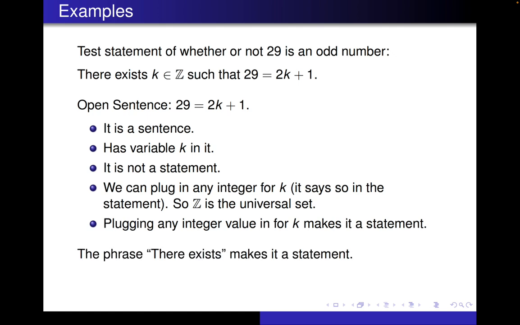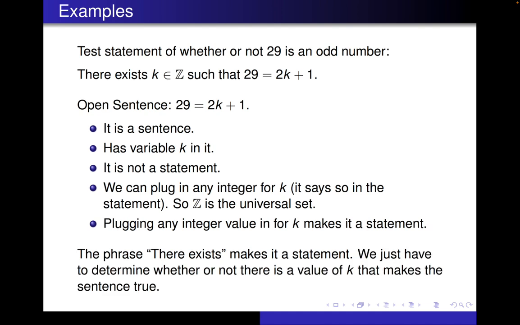And so even though that 29 equals 2k plus 1 itself is an open sentence, not a statement, when we add that there exists part with the k and z and whatnot, that does make it a statement. And it tells us that in order to determine whether it's true or false, we just have to determine whether or not there is a value of k. We just have to find one. Maybe there's more than one, maybe there's not. I don't care. I just have to find one that makes the sentence true.